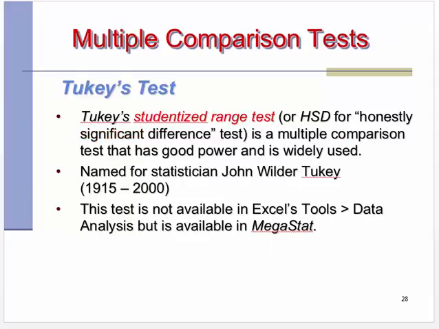One of them is Tukey's test. Tukey's studentized range test, or HSD, honestly significant difference test, is a multiple comparison test that has good power and is widely used. It's named after statistician John Wilder Tukey, from 1915 to 2000. This test is not available in Excel's data analysis tools, but is available in Megastat.